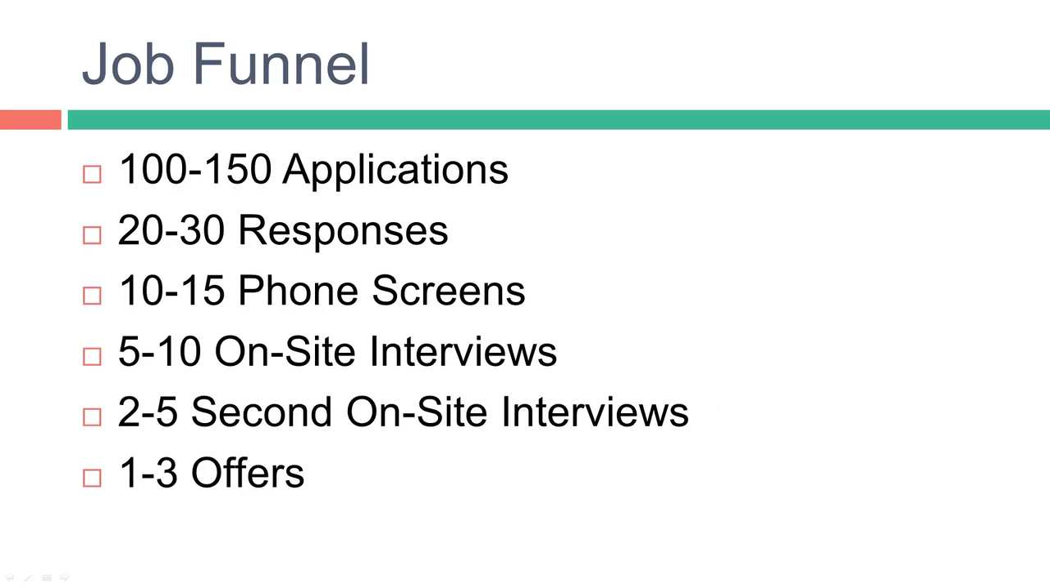As far as what your job funnel may look like, you're probably going to apply to somewhere between 100 and 150 straight-up applications, either through your networking or people you have met through LinkedIn, or even just on the company website. Then you can expect about 20 to 30 responses, depending on your experience and your resume. After that, you'll probably get passed to about 10 to 15 phone screens, then about 5 to 10 on-site interviews, and if the company does second stage on-site interviews, around 2 to 5. After that, you'll probably have 1 to 3 offers to compare.